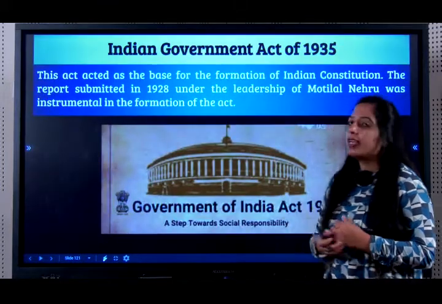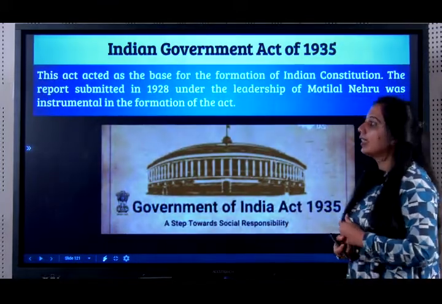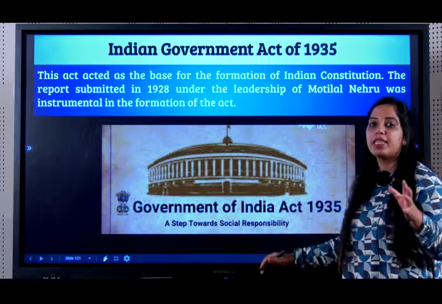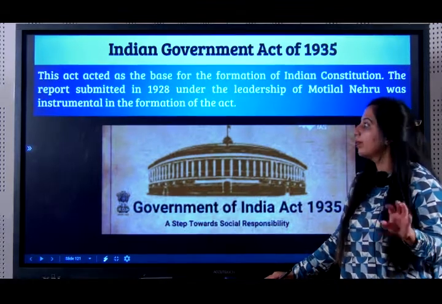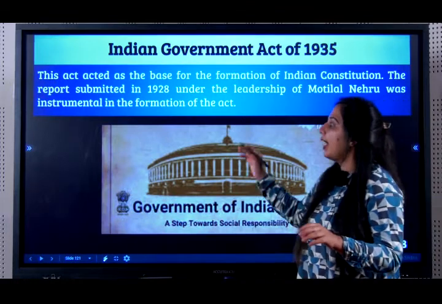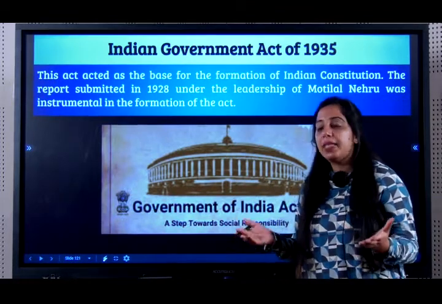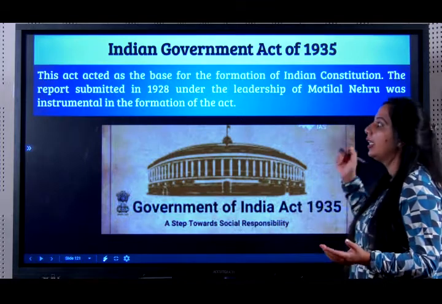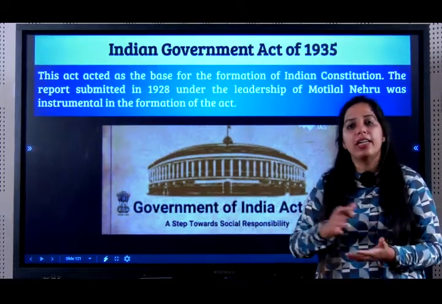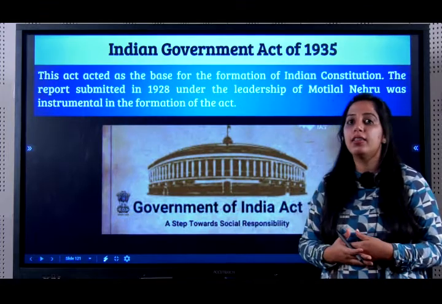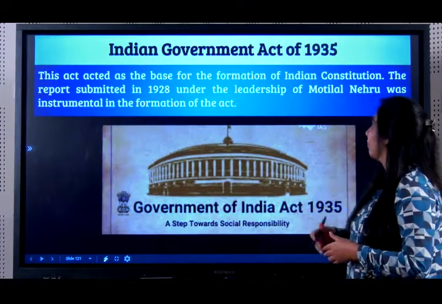Very important, 1909 introduced separate electorate only for Muslims, but here it is for Muslims, Sikhs, Anglo-Indians and even the Europeans. Now let's look at the Government of India Act 1935. From examination point of view, this is the most important. This act has acted as a base for the formation of the Indian Constitution. Almost all features that are there in this act were eventually taken into the Indian Constitution.